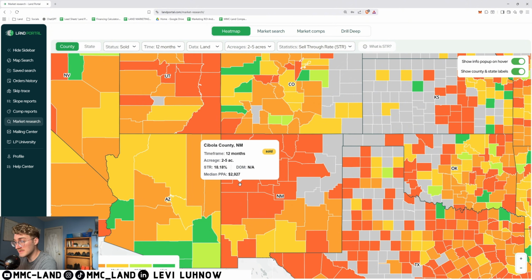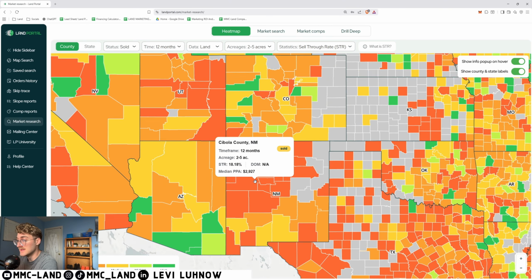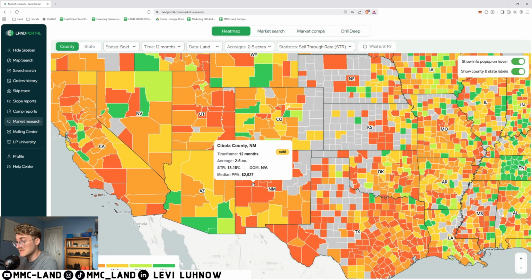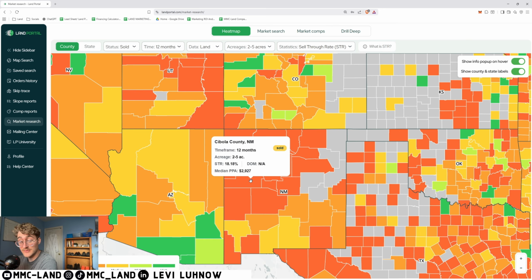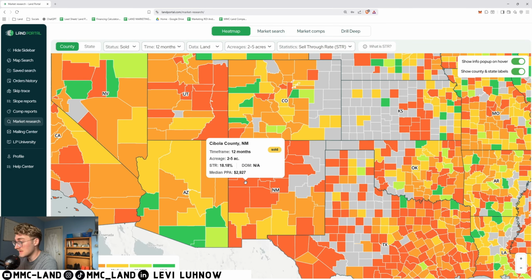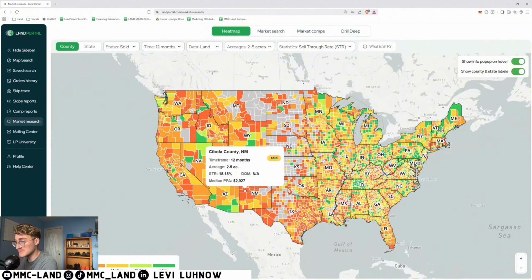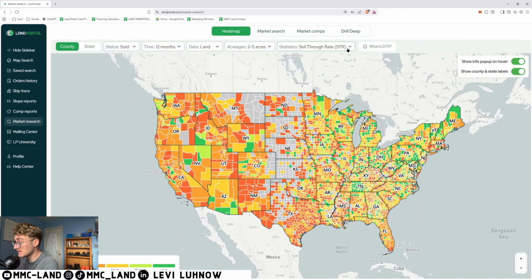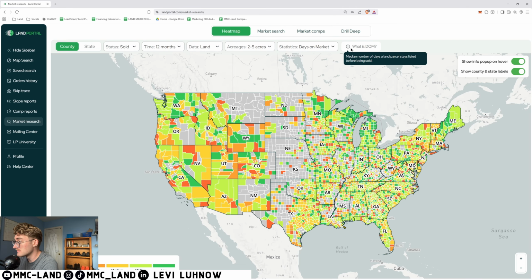But what if everything is just extremely mispriced? What if things sell quickly if you just price it correctly? Now, that is the question that I asked myself when I first started. And asking myself that question was the best thing I ever did, because I stopped looking at sell-through rate and I started looking at days on market.